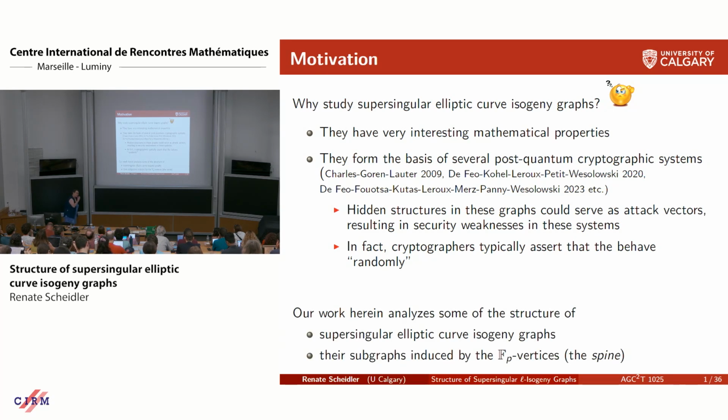Our work herein analyzes some of the structure of supersingular elliptic curve isogeny graphs, and also a certain subgraph, namely the subgraph that's induced by all the vertices that are defined over Fp, the base field that we're starting with. These vertices are called the spine. We'll say in a minute why it is called the spine.